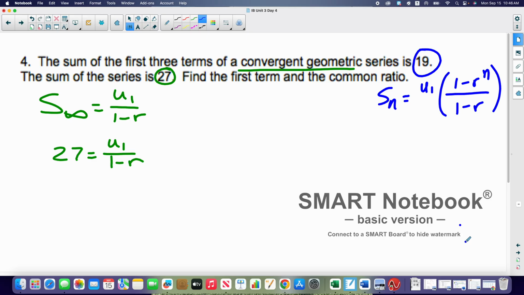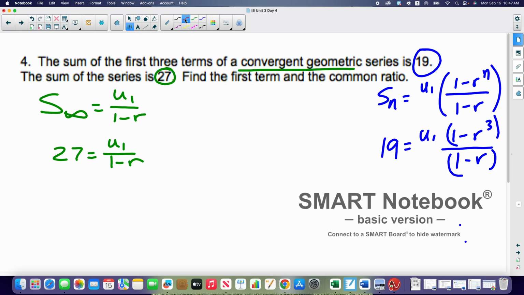No. The sum is 19, okay? I don't know U1, okay? I do know the n. So there's what I know so far. Now, essentially what I have here is a system of equations. I've got 2 equations, 2 variables. So we could eliminate, we could substitute, you might graph. If you change the variables, make them x and y's, that would work.